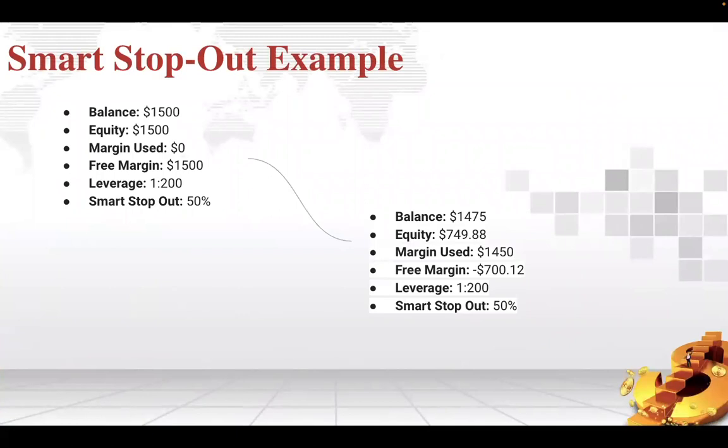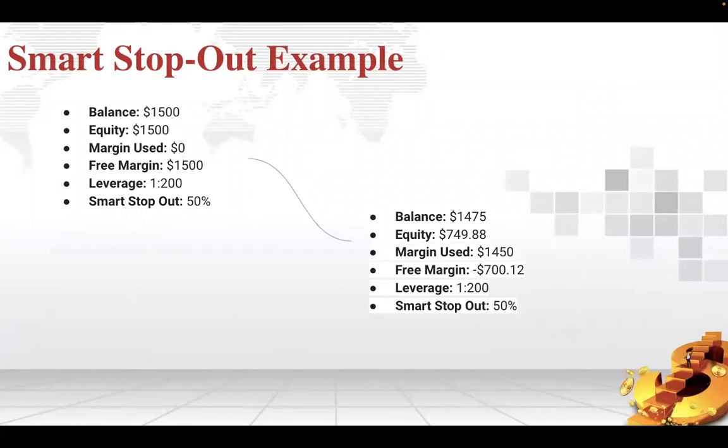So now, after these operations, the situation on this account looks like this. The balance is 1,475. The equity is 749.88. Margin used is 1,450. Remember, the amount of margin that was made available was 50. So right now it's 1,500 minus 50, which is 1,450. Free margin is, of course, minus 712, and leverage stays the same, 1 to 200, and smart stop out is back at the level of 50%.